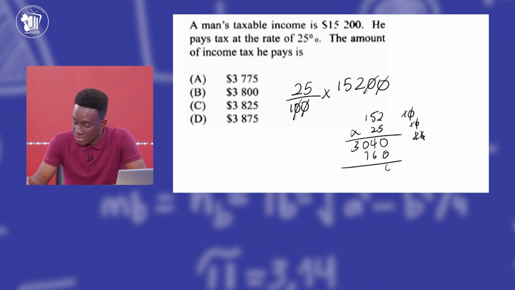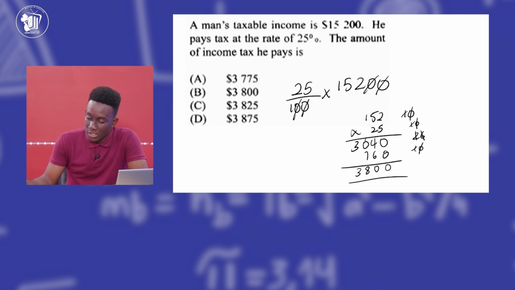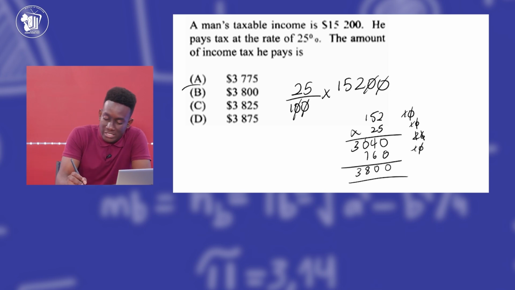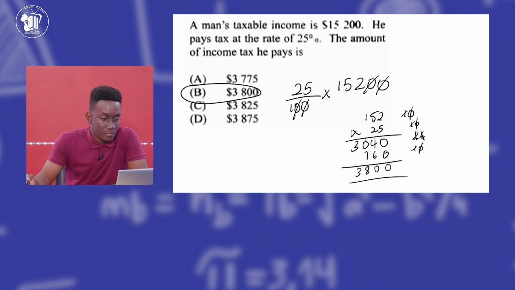So we see 0 and 0, 0. 4 plus 6 is 10. We put a 1 here. So 1 plus 7 would be 8. And we add a 3 here. So we see the amount of income tax that he will pay would be $3,800. All right. And this is based on the 25% of his taxable income. So this answer here would be B.